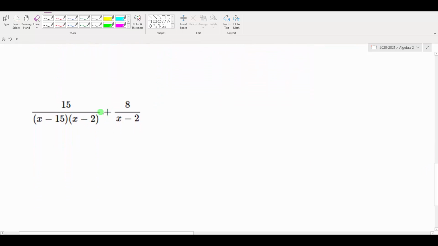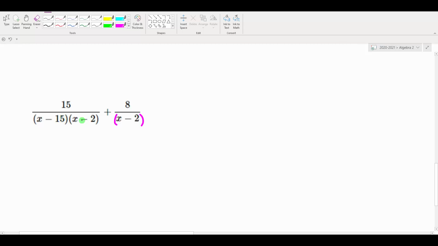All right, so notice again, the operation in between the two fractions here is division. They forgot to put parentheses around this x minus 2, but that's okay. We'll fix that for them. And then we're going to add these together. Now remember, when you add or subtract, we have to get a common denominator.